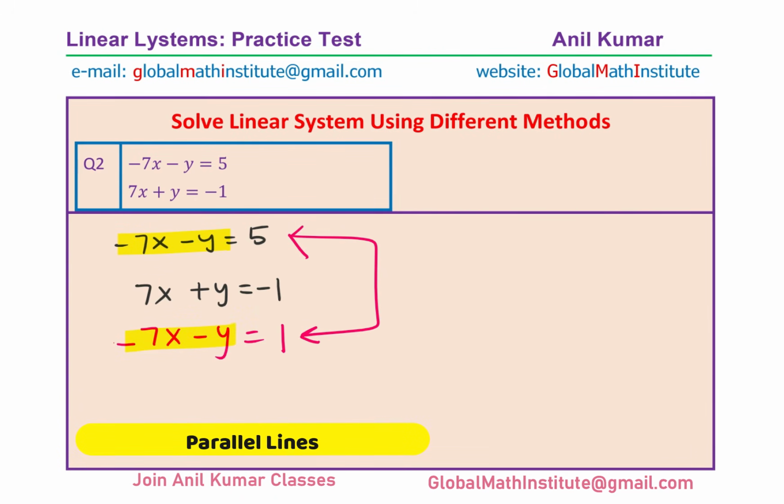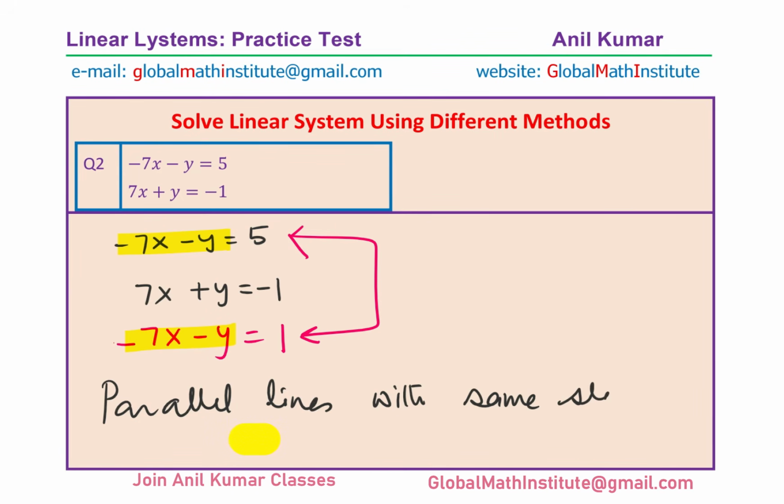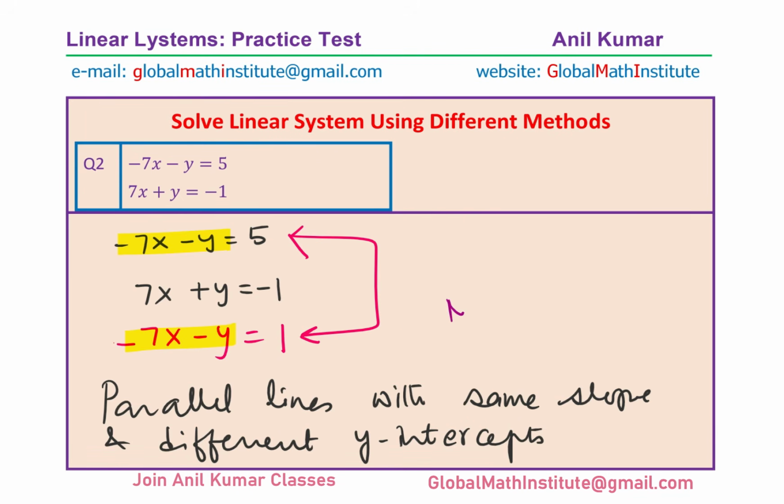So from inspection, we can say that both are parallel lines with different y-intercepts, right? So we have parallel lines, since the y-intercepts are different, right? Means with same slope and different y-intercept. That means we have no solution, correct? So we don't really have to solve it.